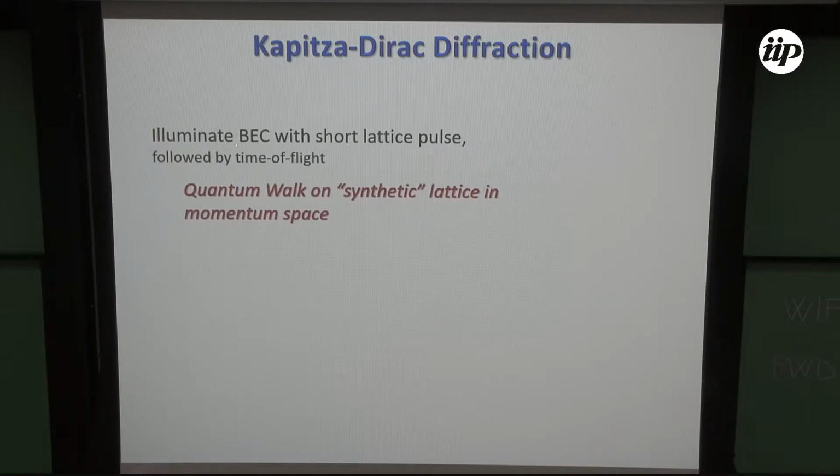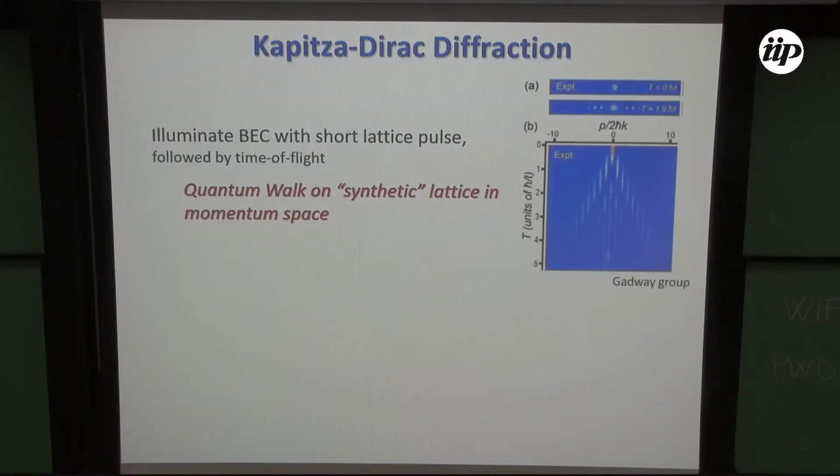If you think of this in the quantum many-body sense, you would now say that if I take a BEC and illuminate it with such a lattice pulse, it's like a quantum walk on this synthetic lattice. I have the synthetic lattice. Initially, everything is on the central site, p equals 0, and then I can hop to the neighboring sites by doing these 2-photon exchanges in momentum space.